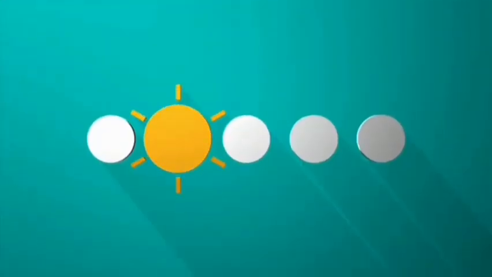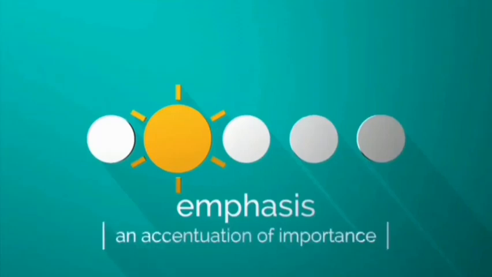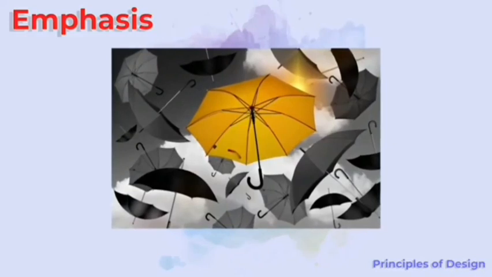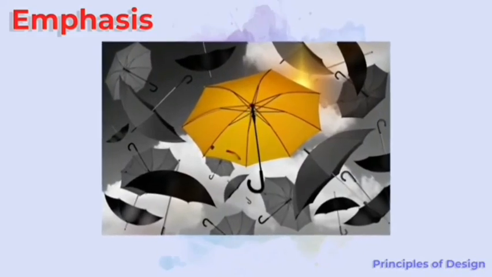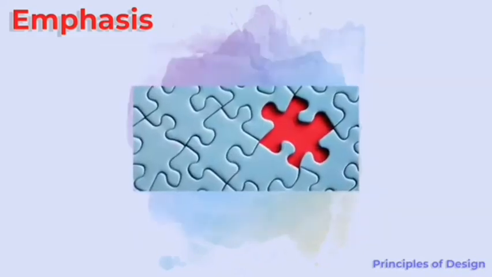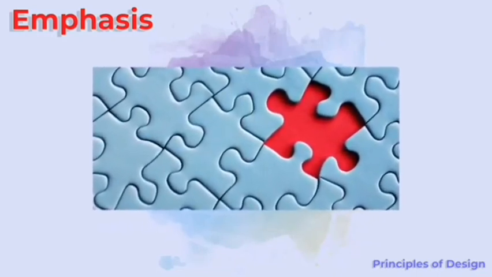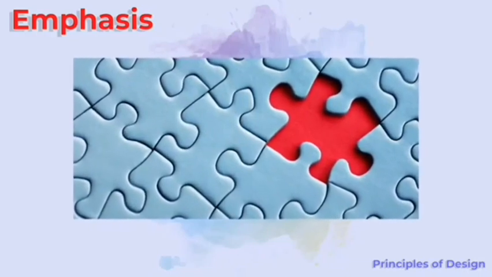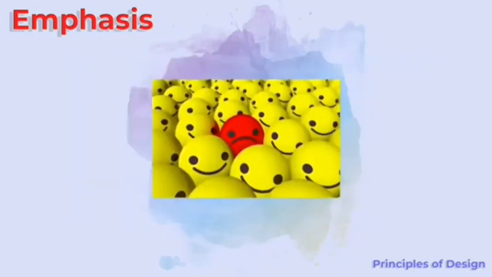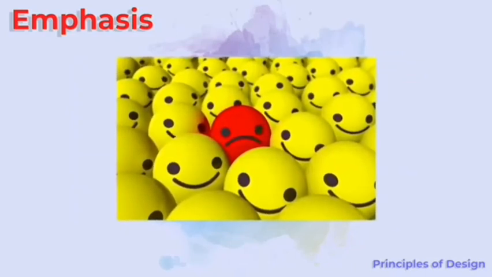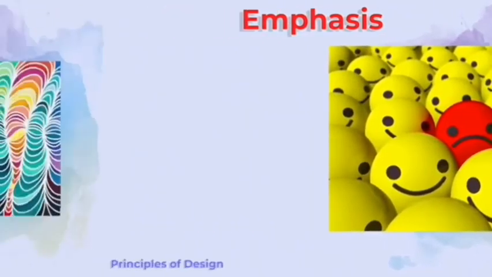Another principle of design we'll discuss is emphasis, which is also called dominance. It is the ability to create an area of interest, that is, making a particular portion of an artwork to be different from other parts, so that the viewer's attention can be easily drawn to that part. And this can be achieved by making good use of color, shape, etc.